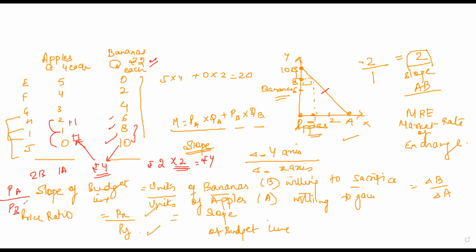That means this PA upon PB is nothing but your price ratio. That means 4 is the price of apple upon 2 is the price of banana. So that gives you 2. So this is the same thing. So the price ratio also indicates the slope of the budget line. Correct? So what I want to say is the consumer will have to give PA upon PB units of bananas to gain one apple, and PA upon PB is nothing but your price ratio between apples and bananas. So in a way, we say that the price ratio will indicate the slope of the budget line.